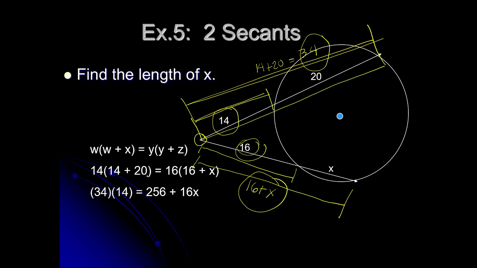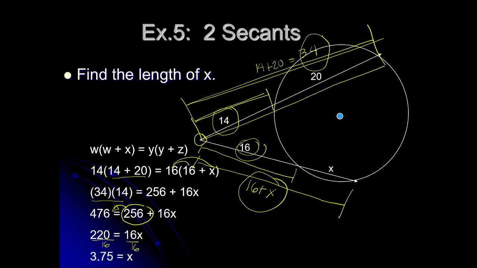So we add these. This is 34. I distribute this, okay? That's 256 plus 16x. Multiplying these two, you will get 476. Transposing this to the other side, it becomes minus 256. So, meaning 220. Dividing both sides by 16. You already know how to solve this, that's why I'll just speed it up. 3.75 x. Questions about this example?